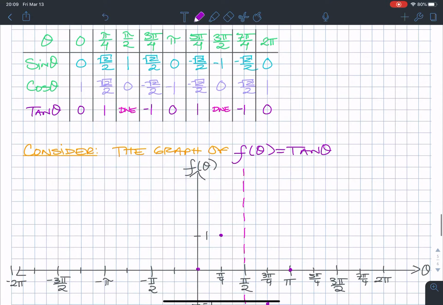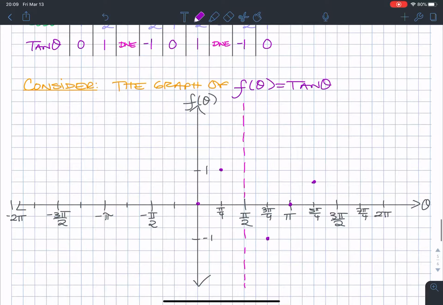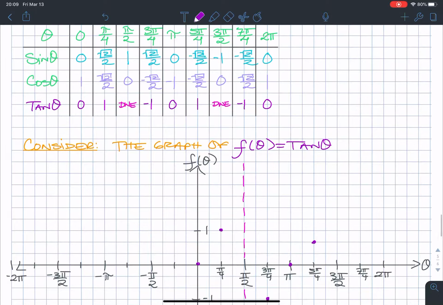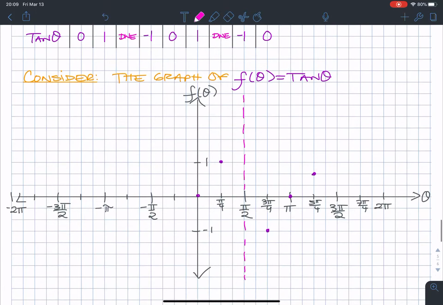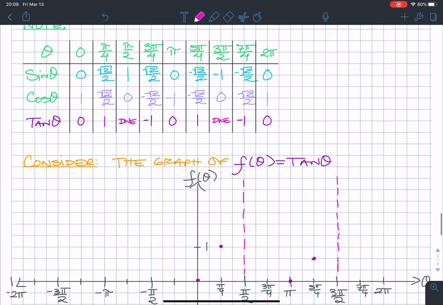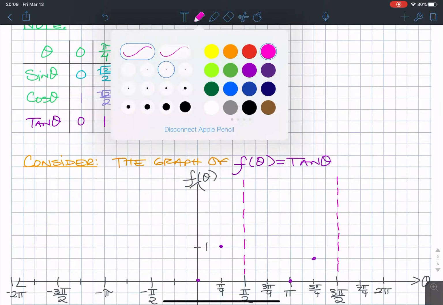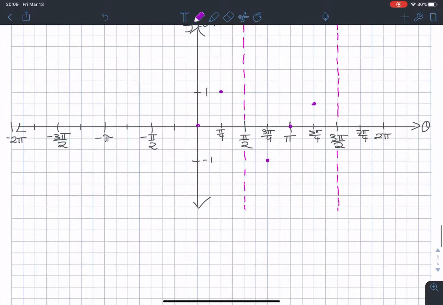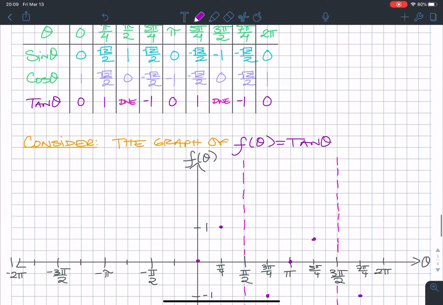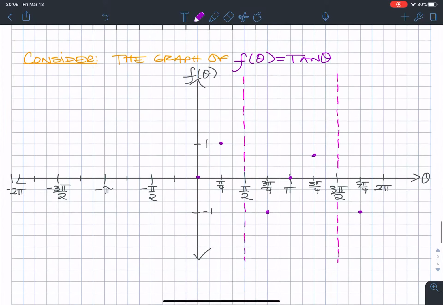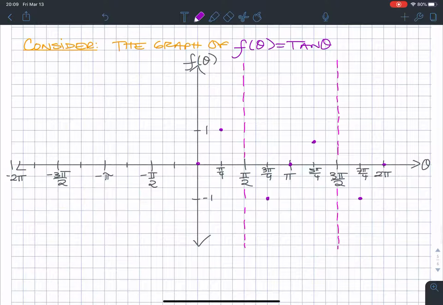Tangent of 5 pi over 4 is positive 1. And tangent of 3 pi over 2 does not exist because I'm dividing by 0. Hence there is a vertical asymptote here at 3 pi over 2. Note not drawn very well. Trying to do that. Okay, at 7 pi over 4, tangent once again has a value of negative 1. So it's 7 pi over 4, negative 1. And full circle, at 2 pi, the value for tangent is 0. So I have something that looks like, no, not drawn very well, trying.